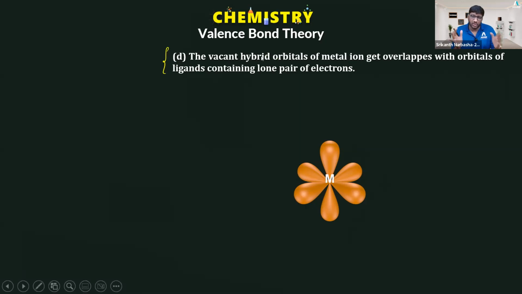Now we have hybrid orbitals, no? These vacant hybrid orbitals of the metal ion overlap with the orbitals of ligands containing a lone pair of electrons. Earlier we have said in the ligand we have a lone pair of electrons. Like let us take a ligand like ammonia. Where is the lone pair of electrons of ammonia present?